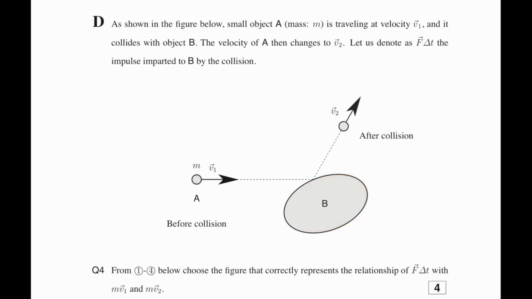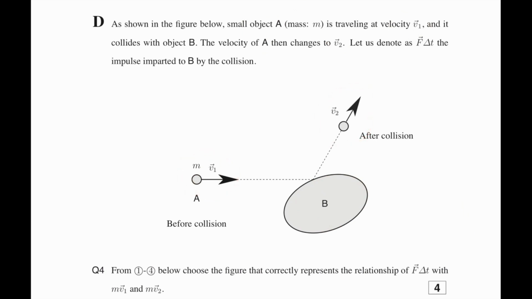We do not know the mass of object B, and we do not know the initial condition of object B. I mean, we do not know whether object B is initially moving or not. And then after the collision, the velocity of A changes to v2. So this is the initial condition of object A. This is the final condition of object A.